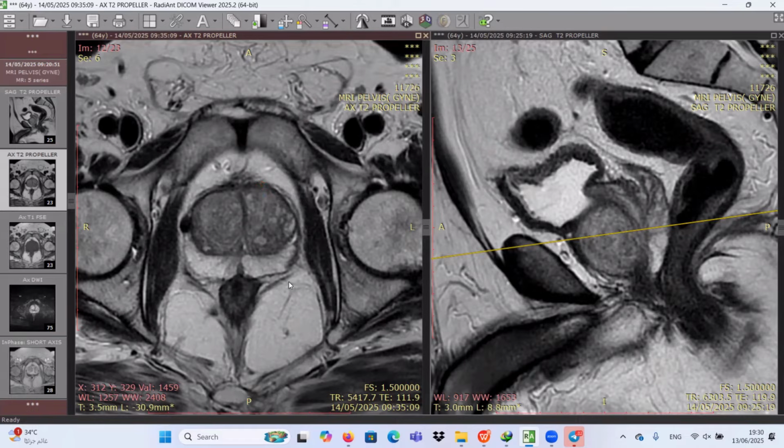We have also the peripheral zone. Normally, it displays bright signal intensity in the T2 weighted images. So once we have any dark signal lesion, it will be easy to demonstrate against the background of the bright signal intensity in the T2 weighted images.